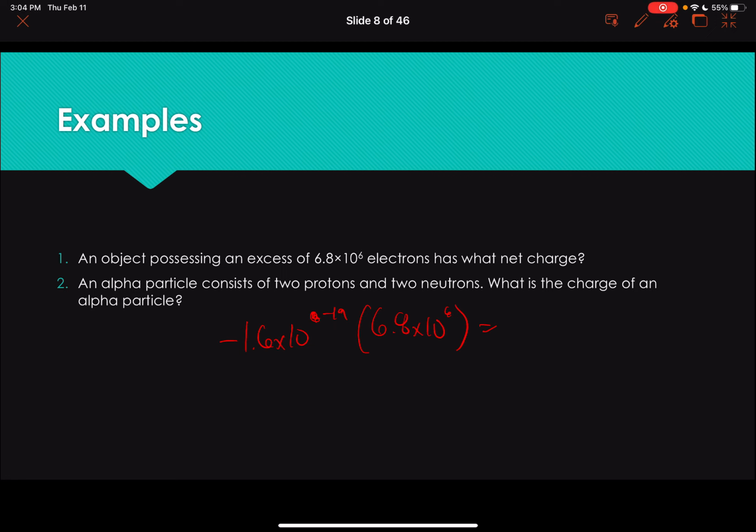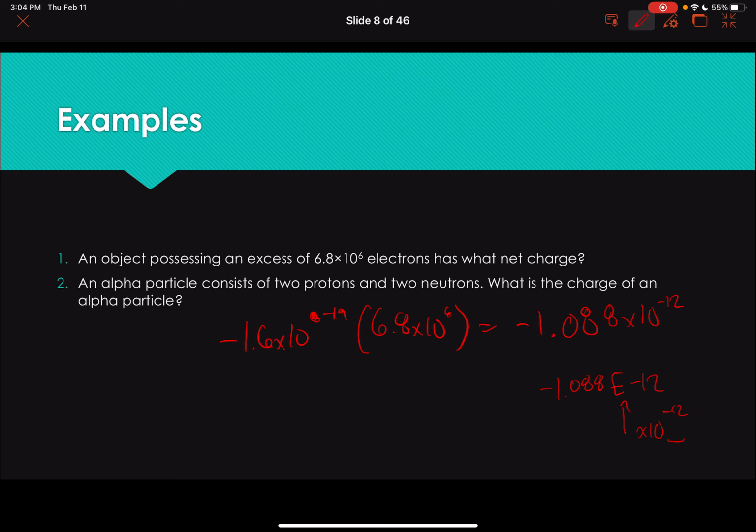And we should get negative 1.088 times 10 to the negative 12. And if you're using a scientific calculator or a graphing calculator, it might show like 1.088 e to negative 12, of course negative. Hopefully you've seen e before. E just means times 10 to the blank. So in this case, it means times 10 to the negative 12. So that's what the E stands for in your calculator.